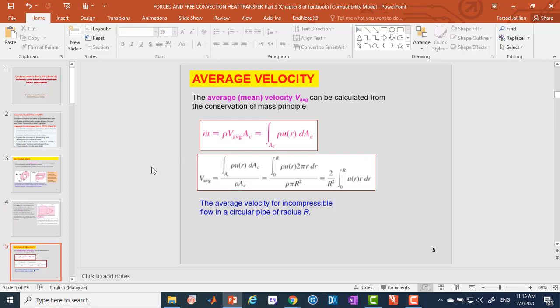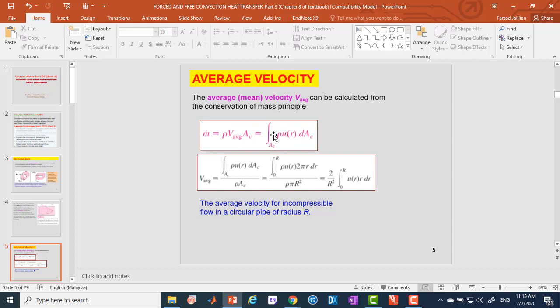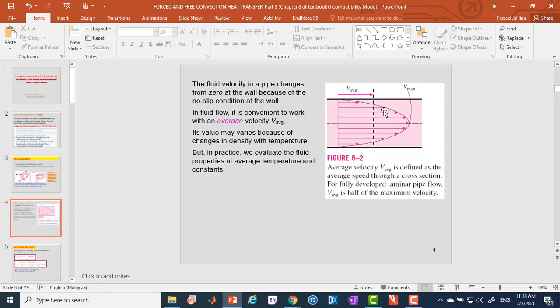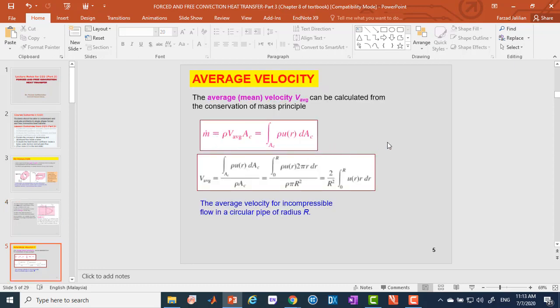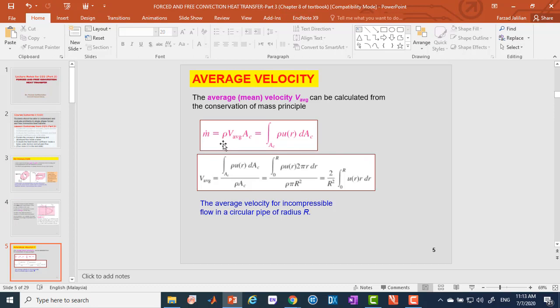Okay, first let us start with this average velocity. The average or mean velocity can be calculated by the conservation of mass principle. This principle says that there isn't any loss or production of mass for a differential part of the flow inside the pipe or any other medium. So m dot is always constant. M dot for, for example, a cross section of the pipe is equal to rho V average AC. Rho is the density of that fluid, V average is the average velocity, and AC is the area of the cross section for the flow.